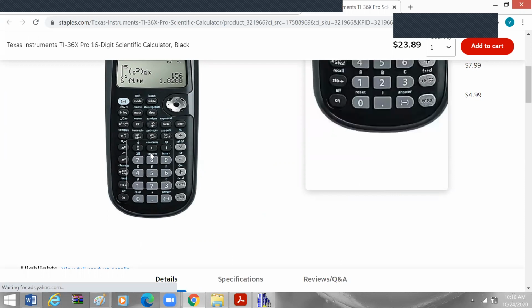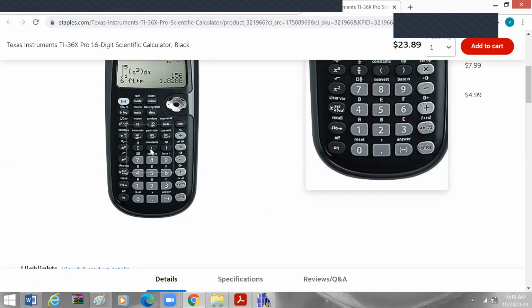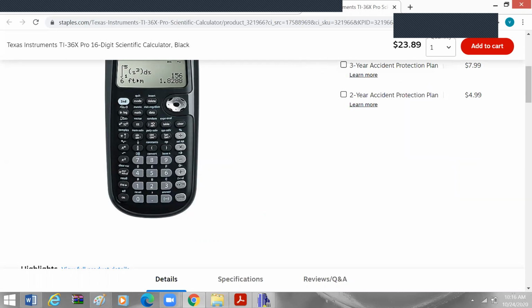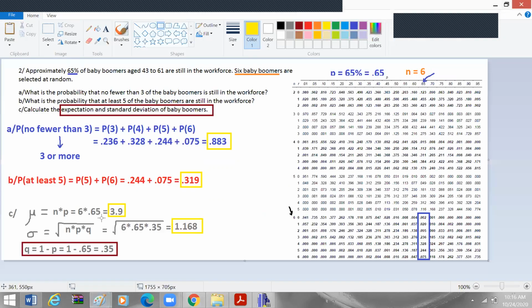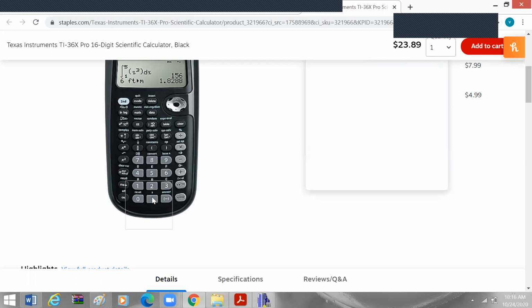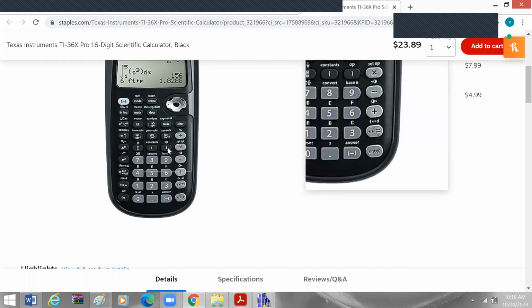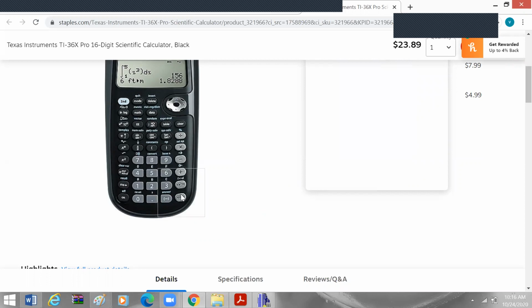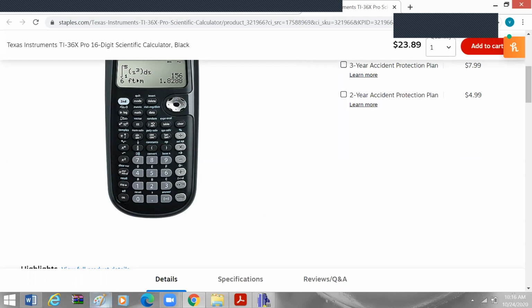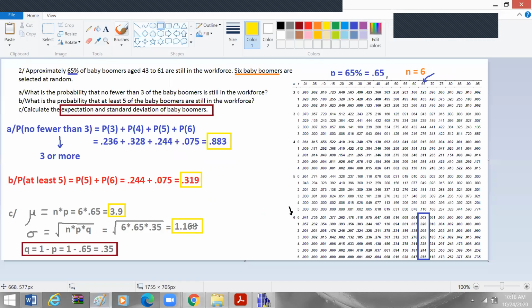And then you might have to open the parentheses for that. Or I'm sorry, you don't have to. And then we're gonna hit down and type 6 times 0.65 times 0.35, and then you close the parentheses and hit enter. You should get the final answer correctly. Did you get 1.168? Yeah. Make sure that you hit the square root before we compute all of this math.